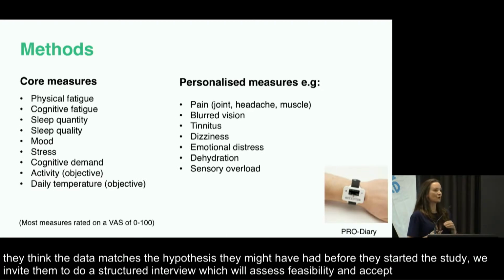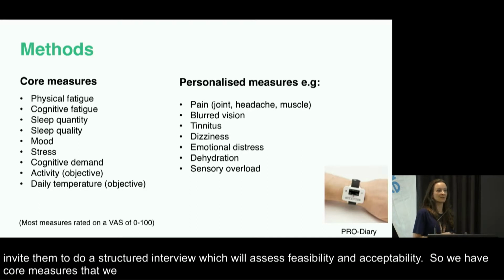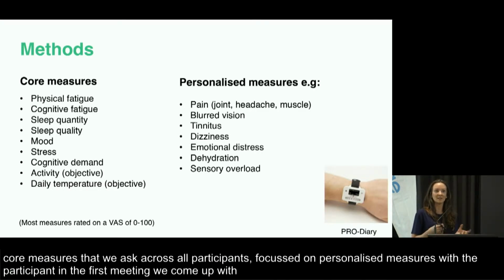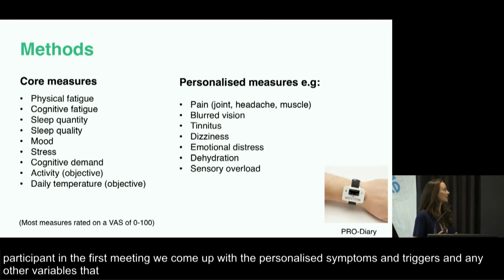So we do have some core measures that we're asking across all participants, but we're very much focused on the personalised measures. So this is what we do with the participant at the first meeting. We come up with what are the personalised symptoms and triggers and any other variables that they would like to add to this design so that we can track it over time.